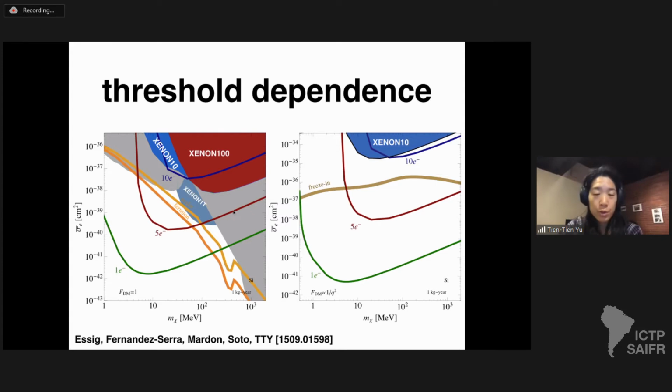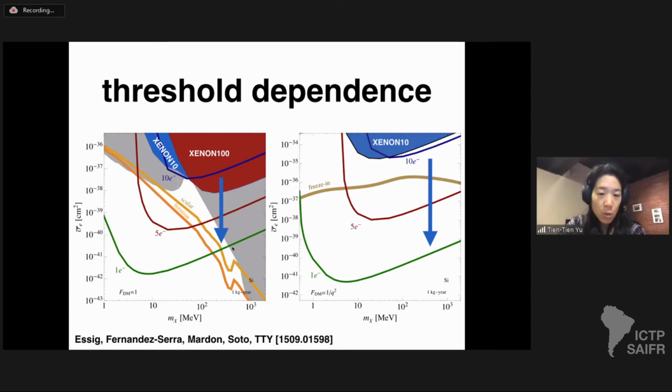If you lower your threshold, so you become sensitive to smaller energy depositions, you can increase your reach by orders of magnitude. We see here the limit for 5 electrons, and for 1 electron, which is many orders of magnitude better than the 10 electron limit. So there was a huge incentive to decrease the threshold and to increase the sensitivity to single or a few electrons. Another thing to note is that as you decrease this threshold, you really start to carve into a lot of this parameter space, in particular these theoretically interesting targets.